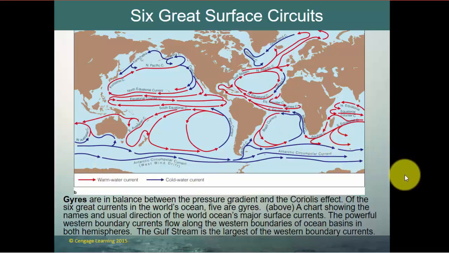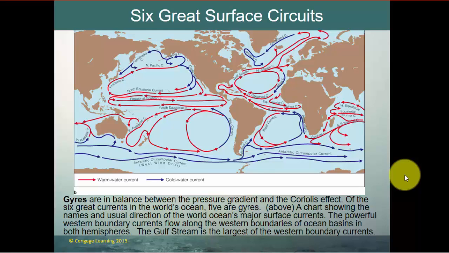So gyres are in balance between the pressure gradient, that's the pressure gradient going down the hill, and the Coriolis effect. The pressure gradient wants to carry the water down the hill. The Coriolis effect wants to turn it to the right in the northern hemisphere, the left in the southern hemisphere, and the effect is the gyre. Of the 6 great ocean currents, 5 are gyres.